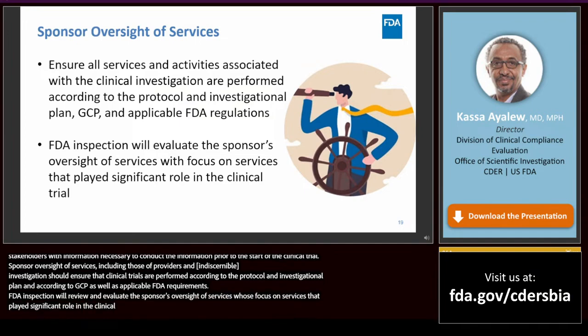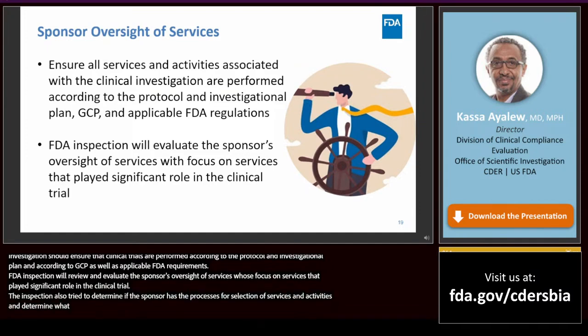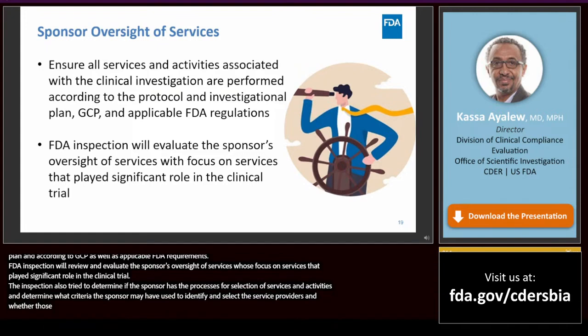The inspection also tries to determine if the sponsor has processes and procedures for selection of services and activities, and determine what criteria the sponsor may have used to identify and select the service providers, and whether those service providers meet the pre-specified criteria.